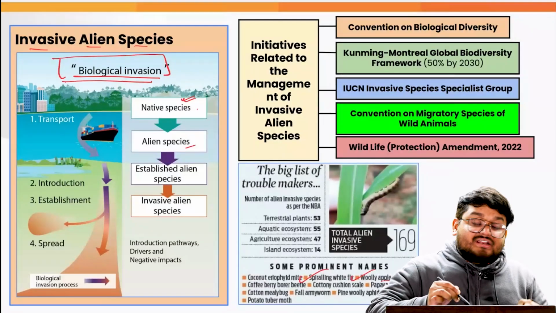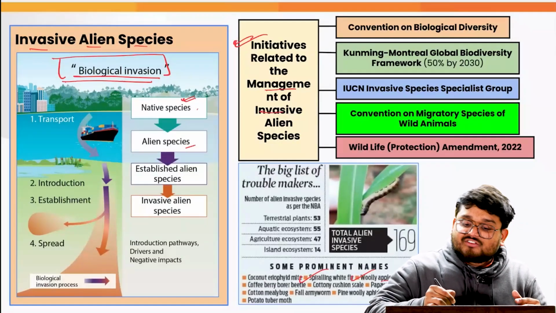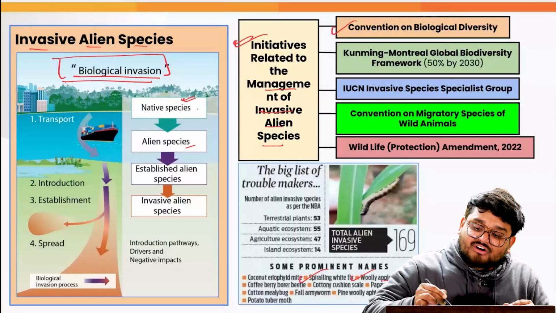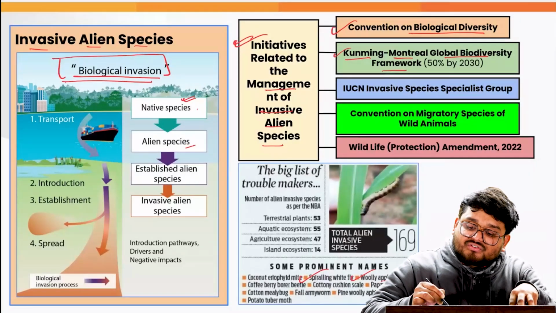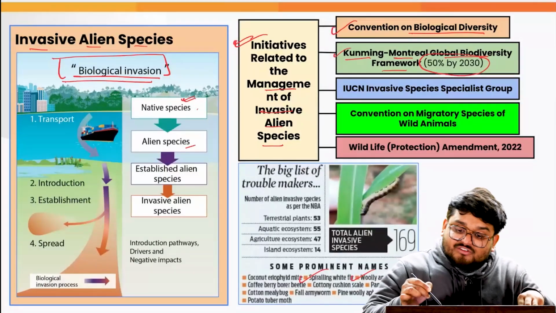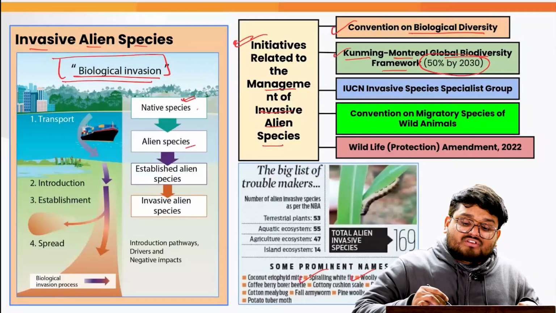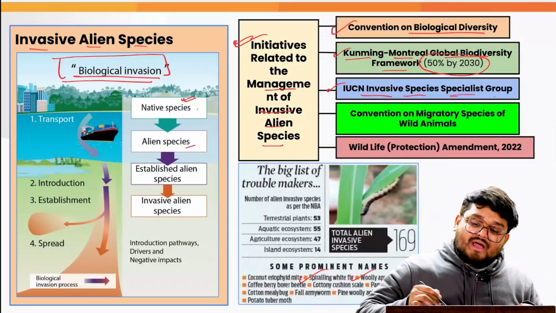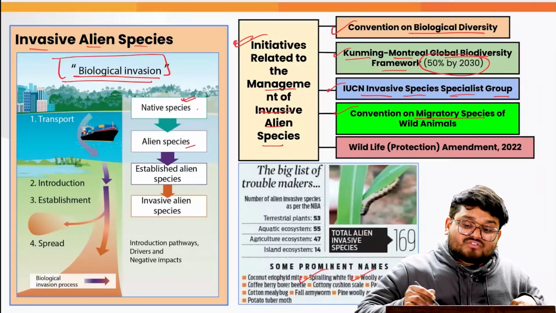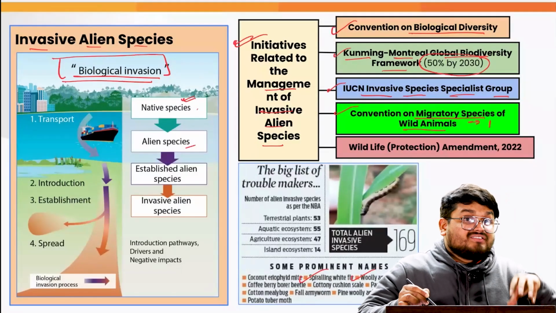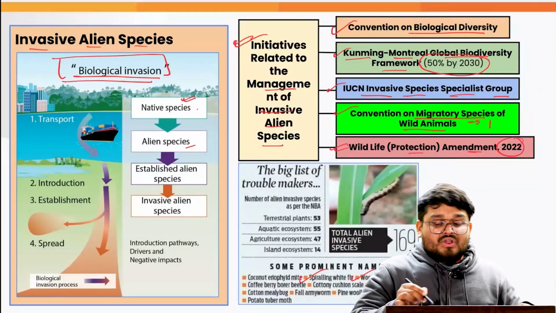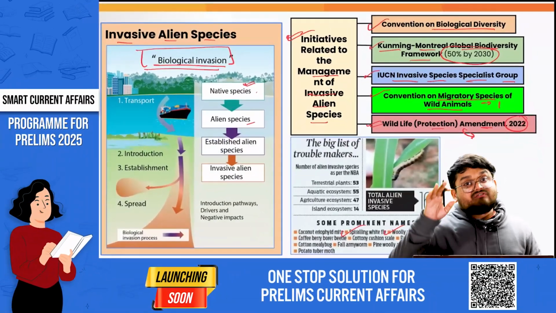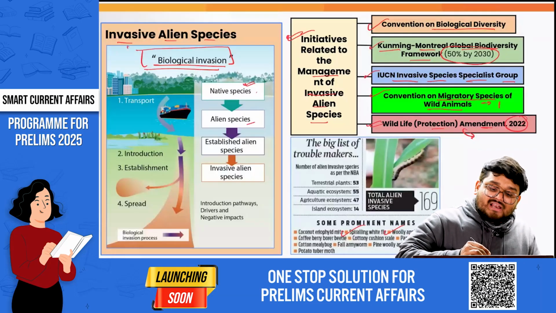So what are the various initiatives related to the management of invasive alien species? Firstly, we have the CBD, that is the Convention on Biological Diversity. Apart from that, we also have the Kunming-Montreal Biodiversity Framework, where India has the commitment to reduce the impacts of invasive alien species by 50% by 2030. We also have the IUCN Invasive Species Specialist Group. Also, the Convention on Migratory Species of Wild Animals. Can you let me know in the comments what the other name for this CMS is? And finally, we have the Wildlife Protection Amendment Act 2022, where we have certain provisions, formally for the very first time in India, to combat invasive alien species.